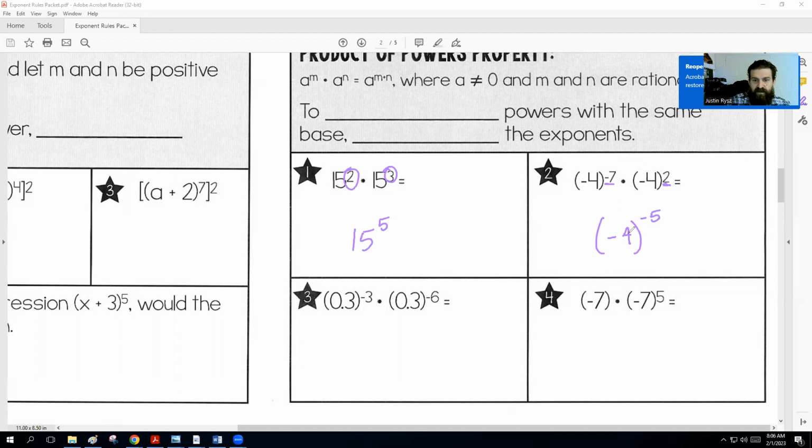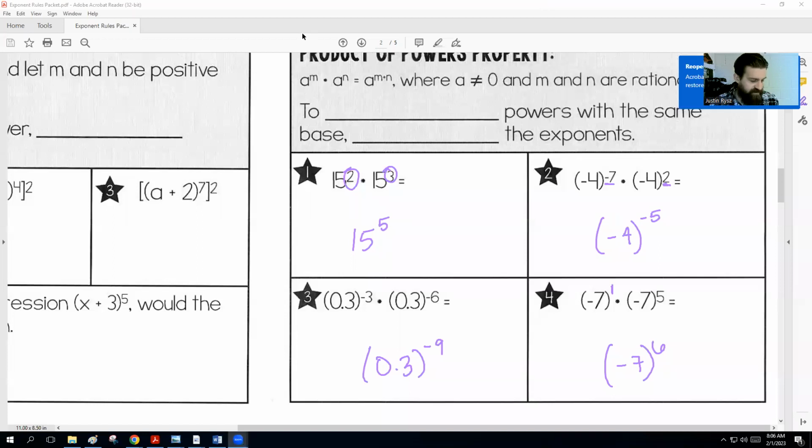We'll talk later about what that means exactly. Now we've got 0.3, and we're going to multiply it by another 0.3: 0.3 to the negative third times 0.3 to the negative sixth. We just add those two exponents together, negative 3 and negative 6, negative 9. Last one here, we've got a base of negative 7. Technically, this first one is negative 7 to the first. We add those together, that'd be 6. We're going to keep it simple here at the first part, and we'll do some more.